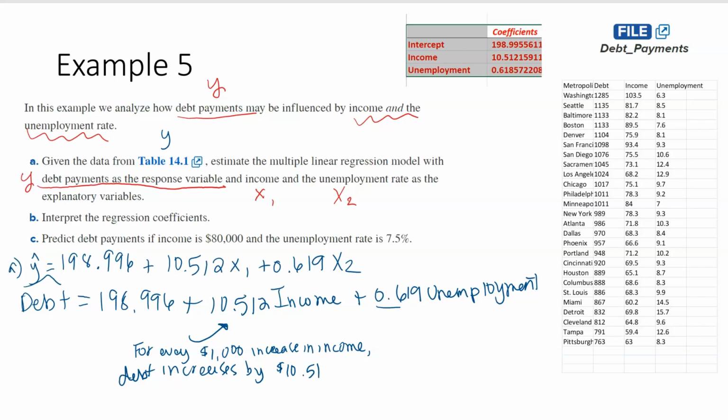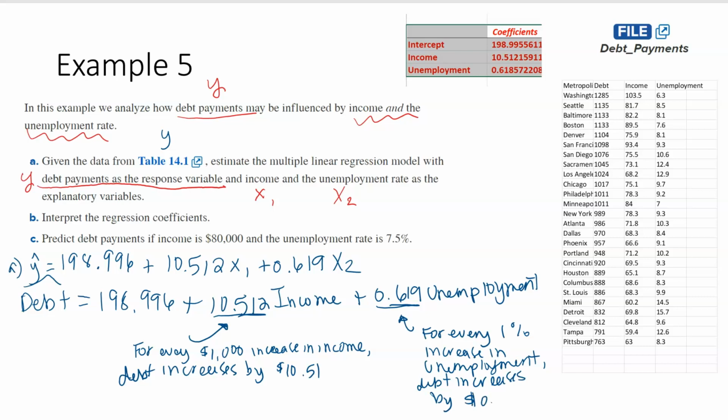All right, and then we could say while unemployment remains constant, okay? And then here, for this coefficient, we're talking about percentages when we're talking about unemployment. So for every 1% increase in unemployment, debt increases by 62 cents, okay? So those are the regression coefficients.